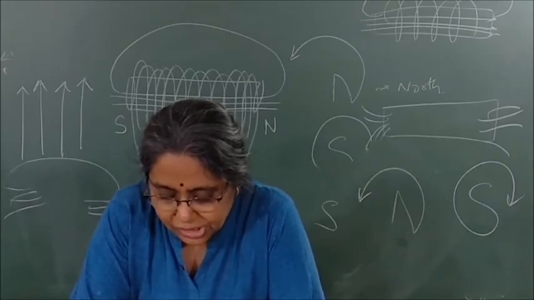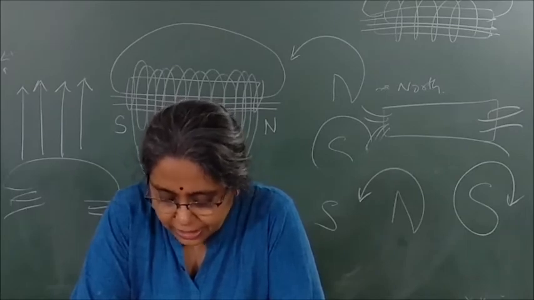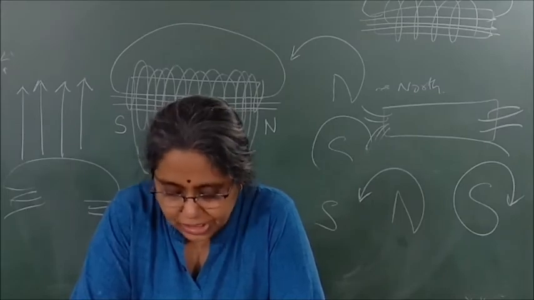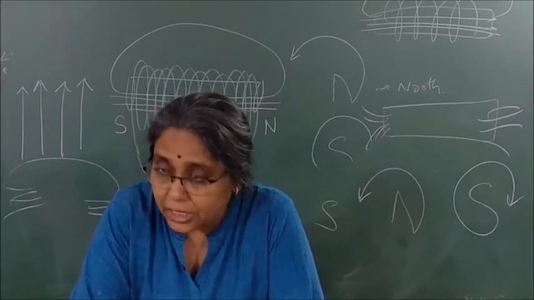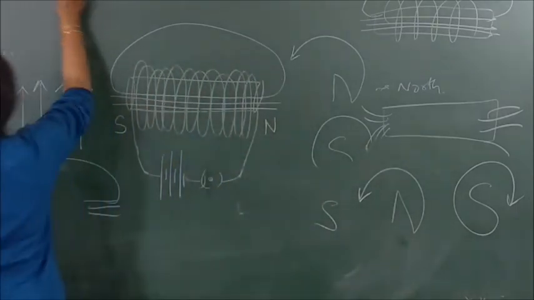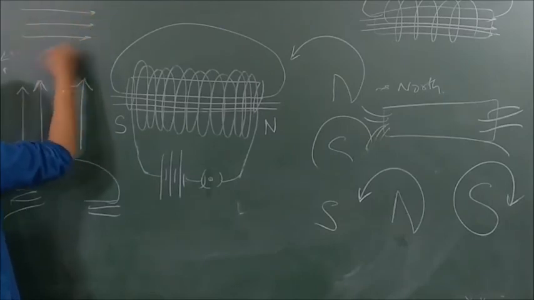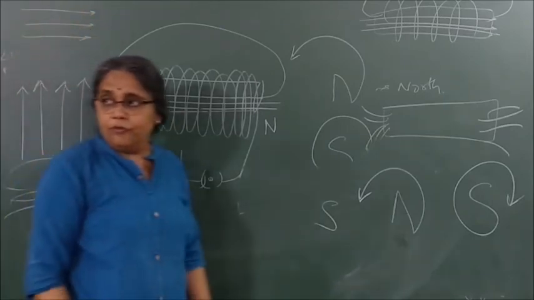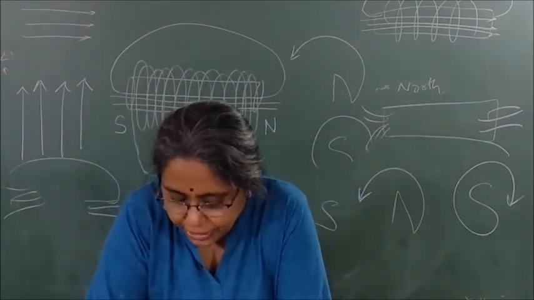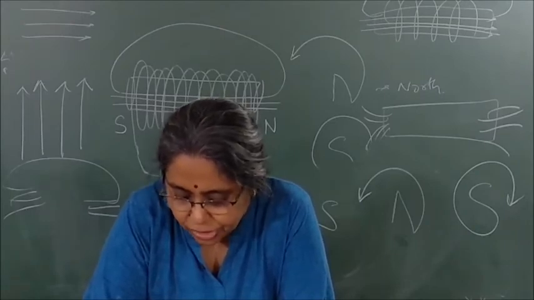The field lines inside the solenoid are in the form of parallel straight lines. This indicates that the magnetic field is the same at all points inside the solenoid, that the field is uniform. So whenever I draw something like this, if I say this is the magnetic field, if they are parallel and equidistant, what does it mean? Uniform magnetic field.